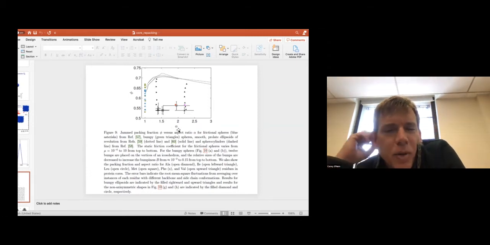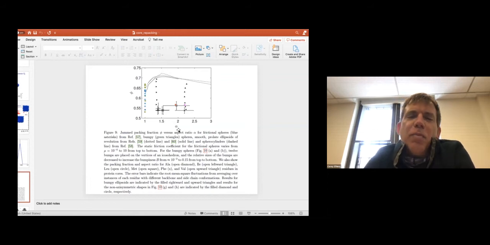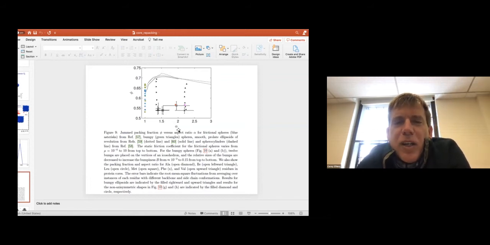So now I'm going to ask a similar question. When you pack non-spherical particles together, what results do you get? So you can pack ellipsoids, spherocylinders. So an ellipsoid is an ellipsoid.